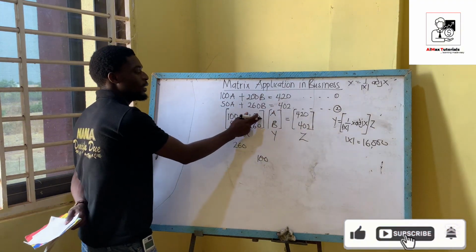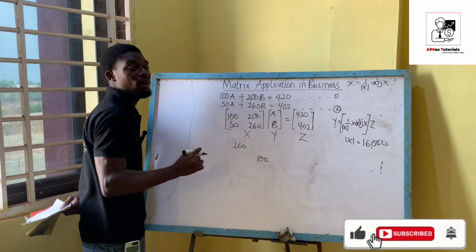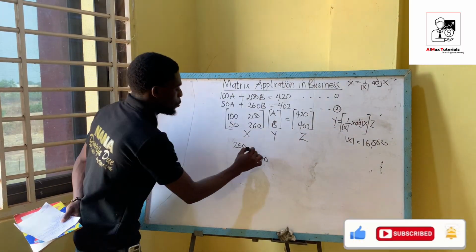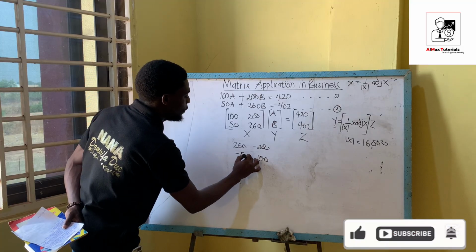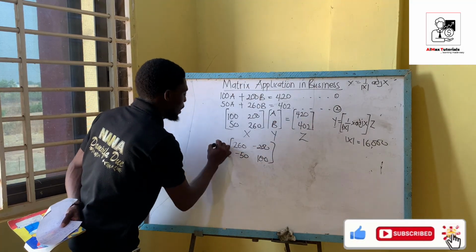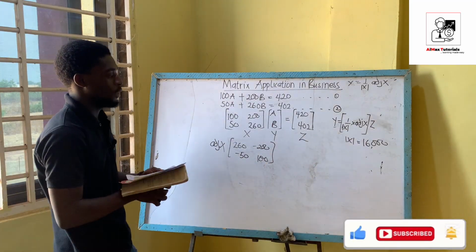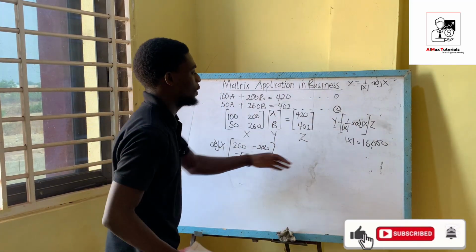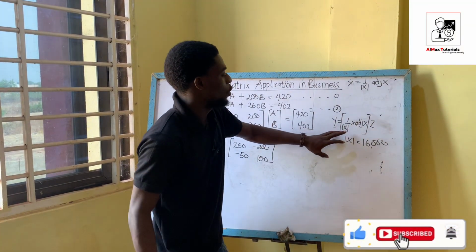After that, you maintain the leading diagonal, which is 250, but we negate them. So we have negative 200 and negative 50. This now becomes our adjoint of x. Since we know our adjoint and determinant, we just insert them in the inverse equation.